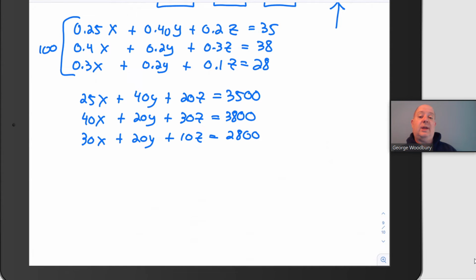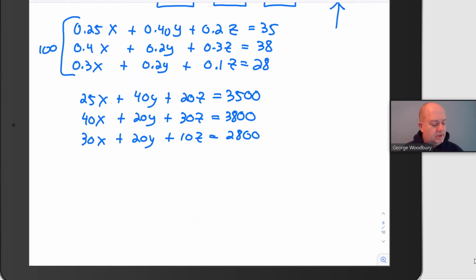And we could go after a couple of different variables here for elimination. Y looks pretty good because I've got two y coefficients that are the same, and they both go into 40, so we could eliminate y pretty easily. If I look at z, the third coefficient 10 goes into both 30 and 20 evenly, so we could get rid of z as well. You just have to pick one and get started. I'm going to get rid of y first.